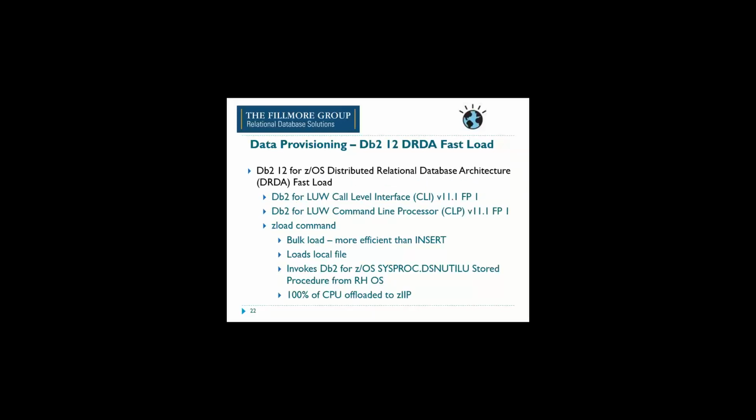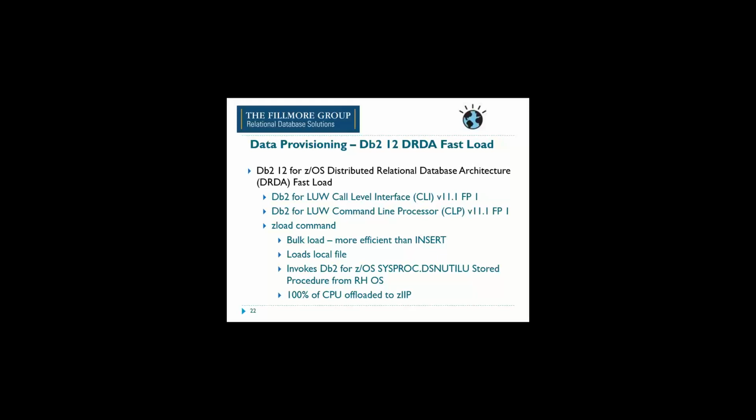The other data provisioning method for what I'm calling do-it-yourself ETL is a new feature available in Db2 called the DRDA fast load. This allows you, if you have to land data in Linux or in Red Hat OpenShift for whatever reason, to load that file directly without having to FTP it back into z/OS in order to load it using JCL into a Db2 for z/OS table.